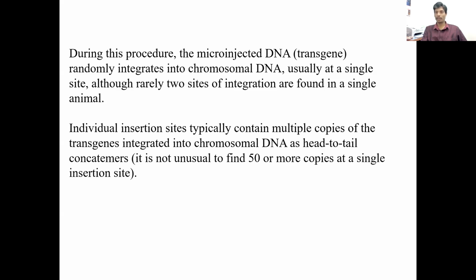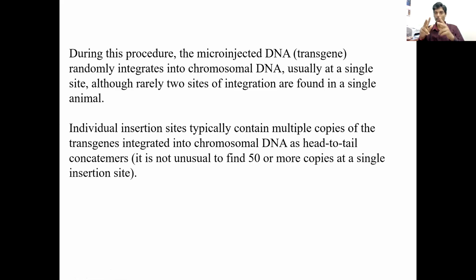So most of the time you will expect a single site integration, even though you can introduce many copies of the DNA. Individual insertion sites typically contain multiple copies of the transgenes integrated into chromosomal DNA as head-to-tail concatamers. It is not unusual to find 50 or more copies at a single site.